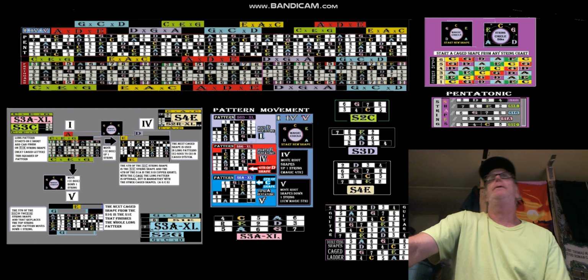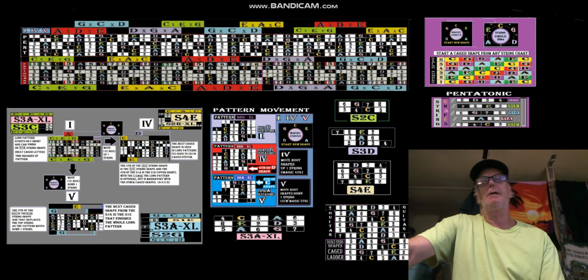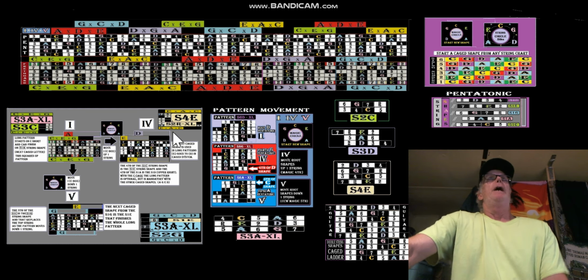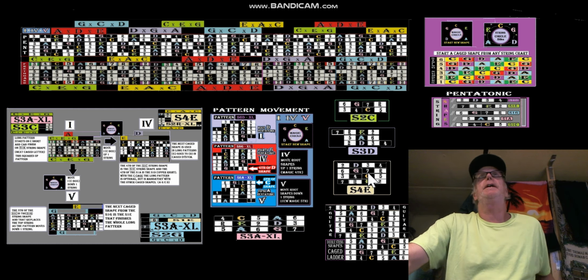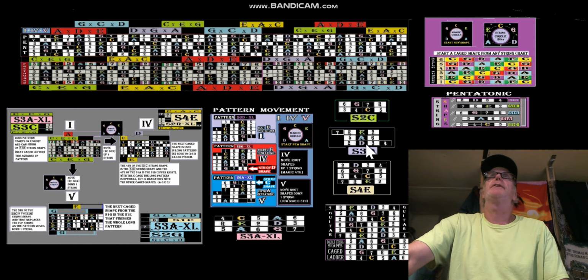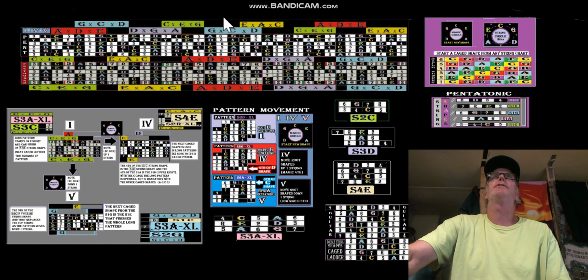Okay, so this lesson is primarily about pattern movement, and I've explained a little bit of it to you. These are the only few patterns that we really have to know: the S3AXL and the S4E for the long patterns, and the S3D and the S2C for the short patterns.